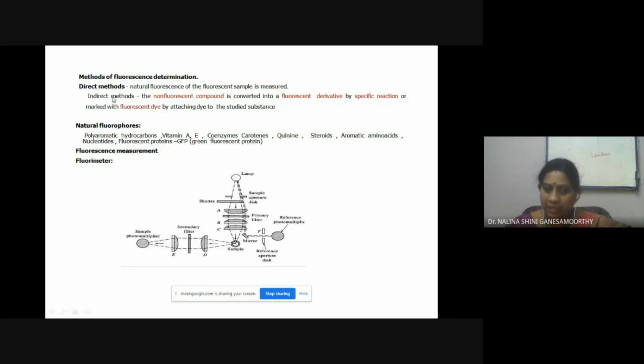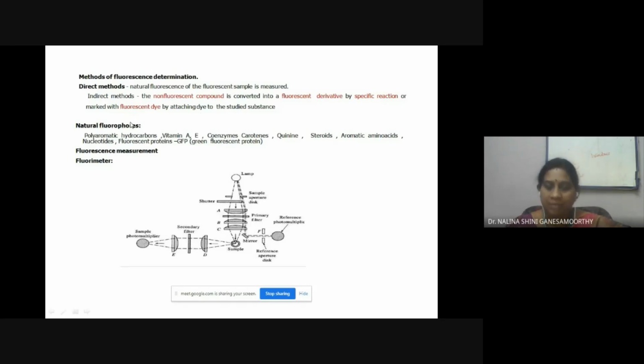And you have certain indirect methods also, where the non-fluorescent compound is converted into a fluorescent derivative by a specific reaction, or marked with a fluorescent dye by attaching the dye to the studied substance. Okay, these are the indirect methods.